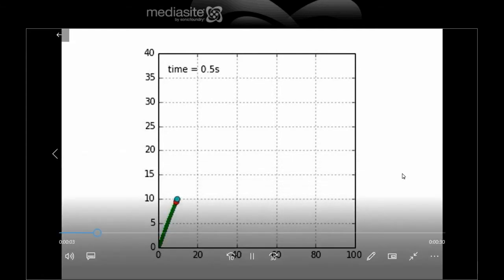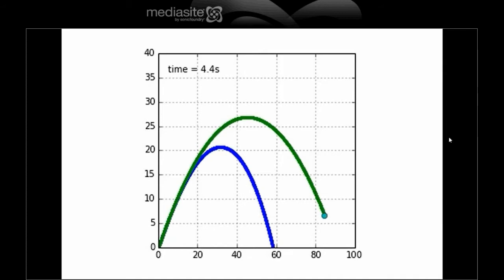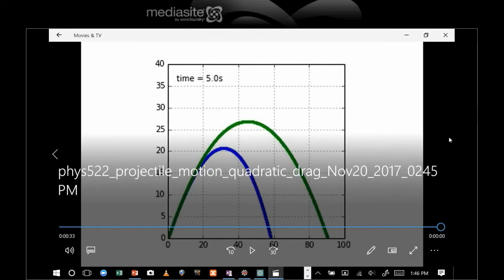You can see here that initially the two objects are on top of each other. The blue object is without air resistance, the red object is with air resistance. Air resistance causes the horizontal component of the velocity to slow down, whereas without air resistance there is no force in the horizontal direction. And you can see that again the range is smaller and the time of flight is smaller. So that's a good comparison between the two.